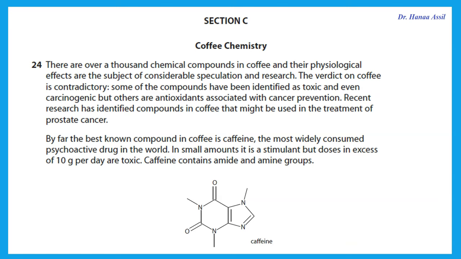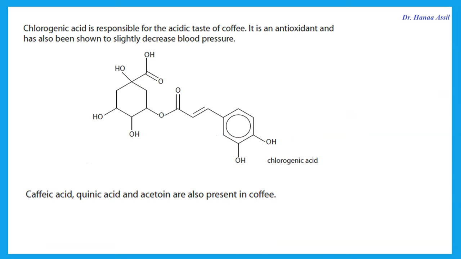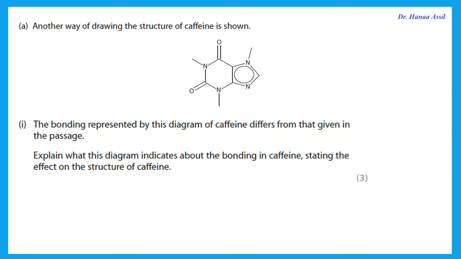Caffeine contains amide and amine groups. Now, what are we required to do? We are told that chlorogenic acid is responsible for the acidic taste of coffee. It is an antioxidant and has also been shown to slightly decrease blood pressure. Caffeic acid, quinic acid, and acetone are all present in coffee. Another way of drawing the structure of caffeine is shown. Now, they drew it at first like this, but then we're told that we can also draw it like that.